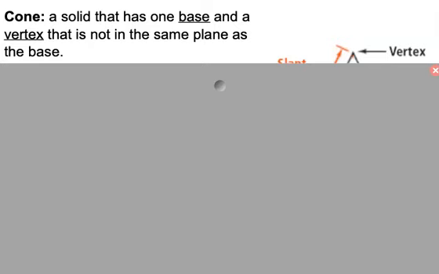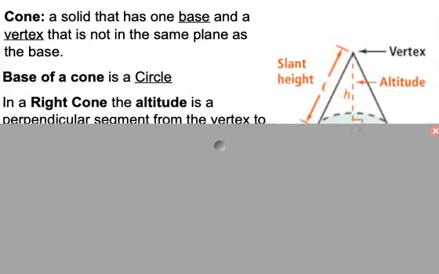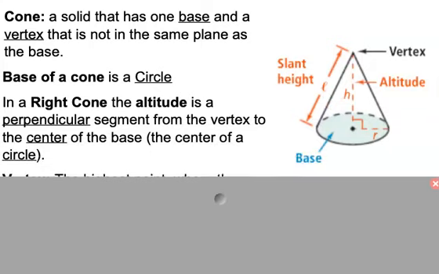So a cone is a solid that has one base, which is a circle, and a vertex that is not in the same plane as that base, so above it or below it or to the left or right or whatever. So the base of a cone is always a circle. In a right cone, the altitude is a perpendicular segment from the vertex to the center of the base.